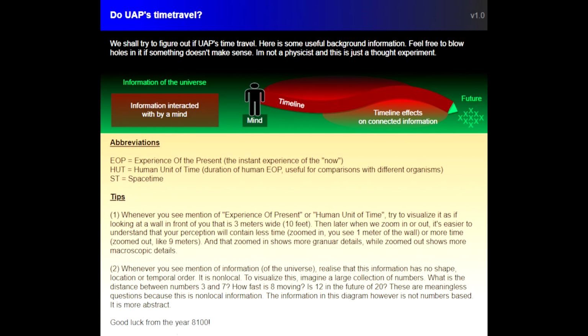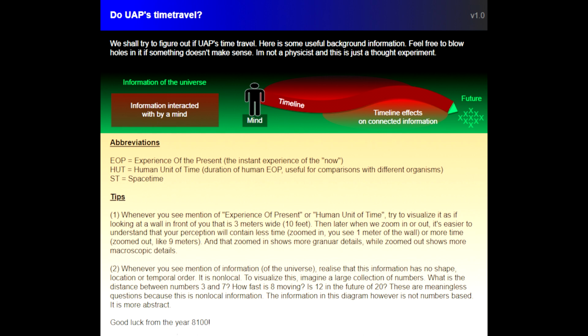Do UAPs time travel? It is possible that UAPs time travel. Here is some useful background information. Abbreviations. EOP equals experience of the present, the instant experience of the now. HUT equals human unit of time, the duration of a human EOP, useful for comparisons with different organisms.